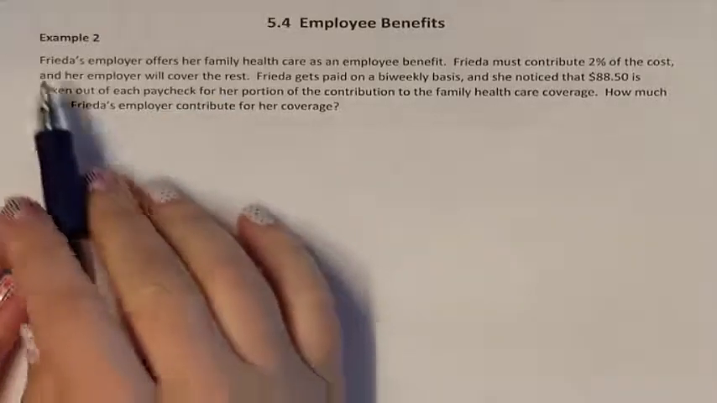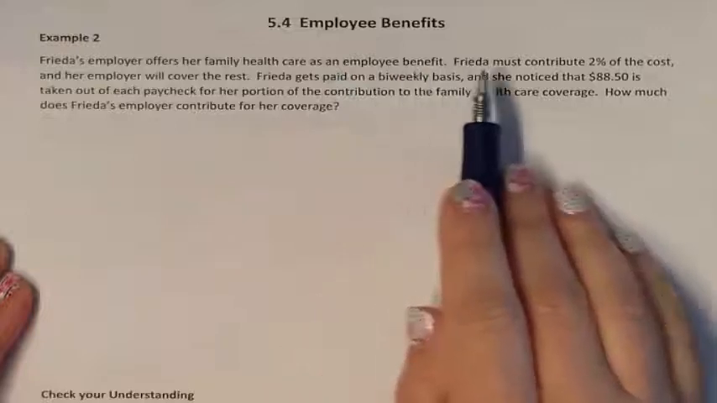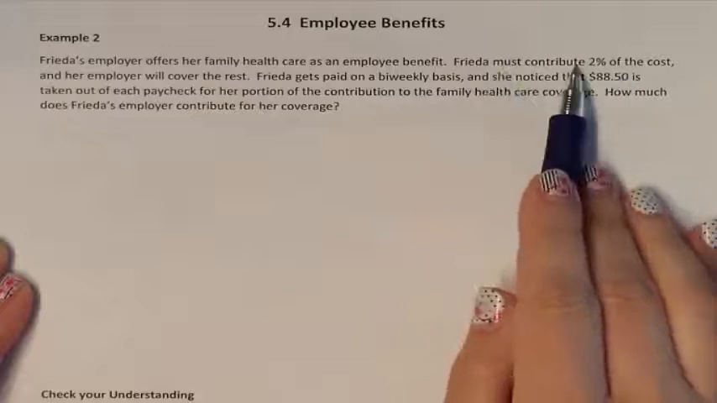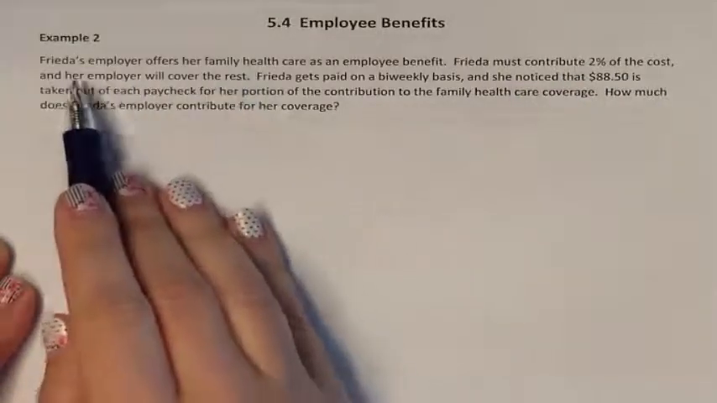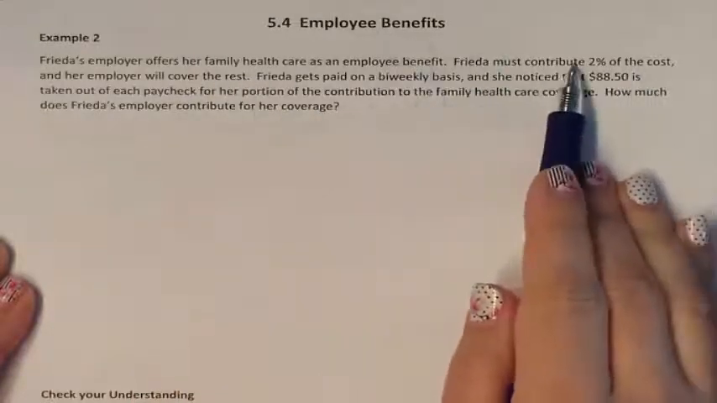Example 2. Frida's employer offers her family health care as an employee benefit. Frida must contribute 2% of the cost, meaning she must pay 2% of it. Her employer will cover everything else, which means her employer will pay for 98% of it. She will pay for the other 2%.